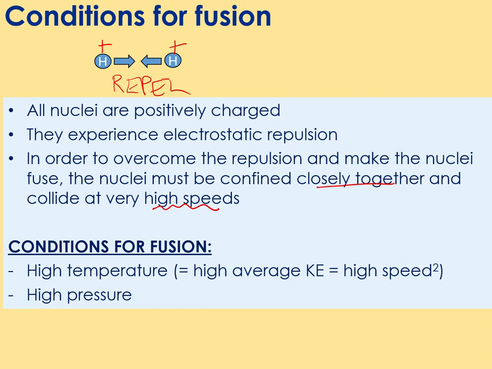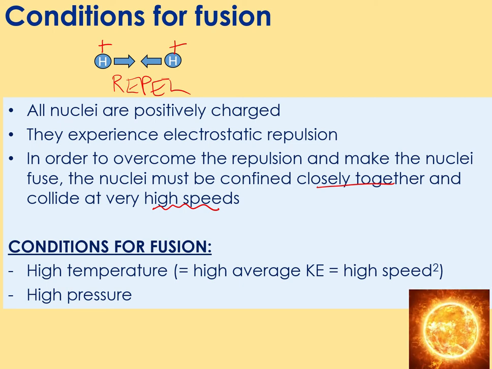So the conditions needed for fusion to overcome that electrostatic repulsion are very high temperatures and very high pressures. So unlike fission, controlled fission and uncontrolled fission, this happens for a long time naturally inside stars. So all stars on the main sequence, including our sun, have got nuclear fusion going on inside.